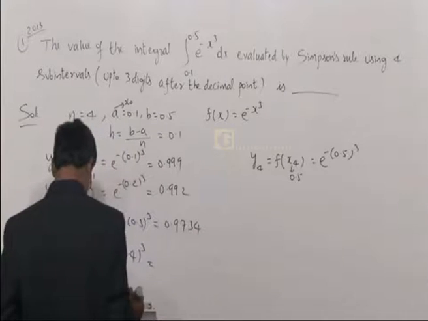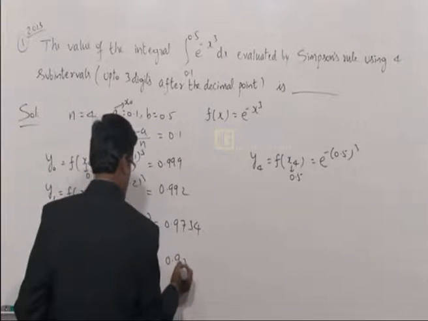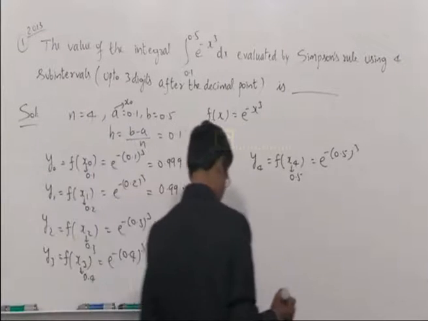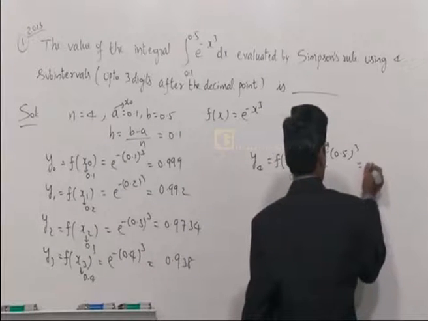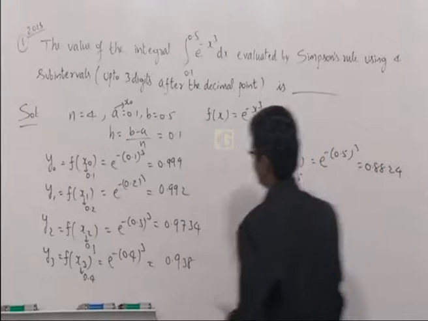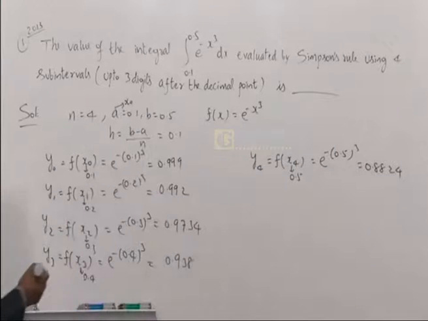0.9734. 0.938. 0.8824. The question requires up to 3 digits after the decimal point. Okay.